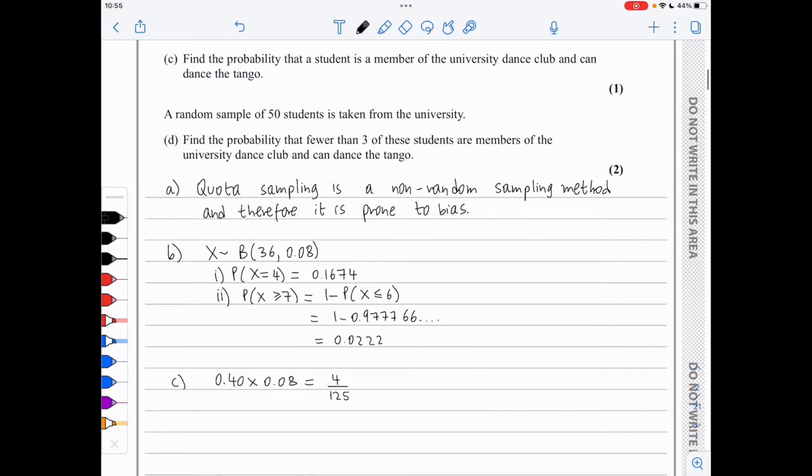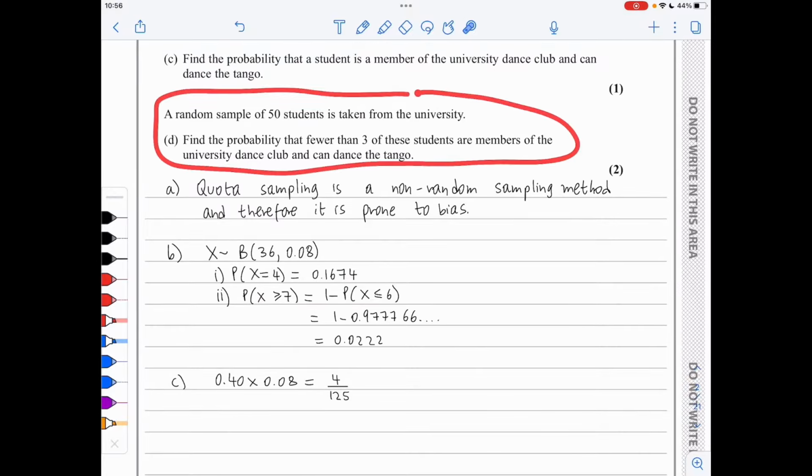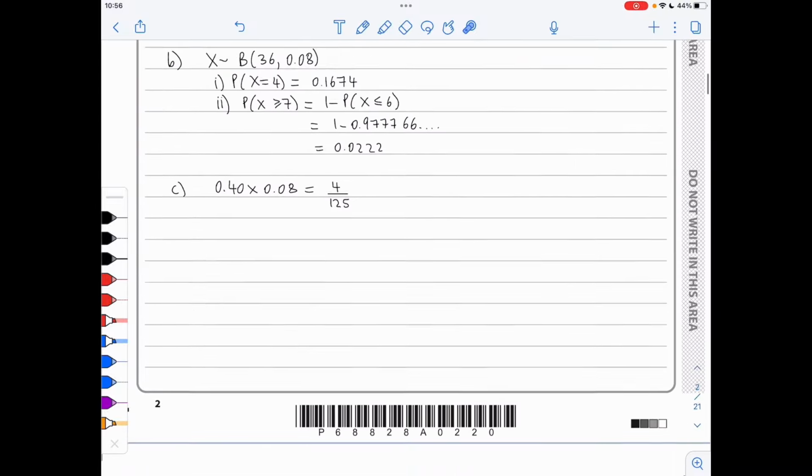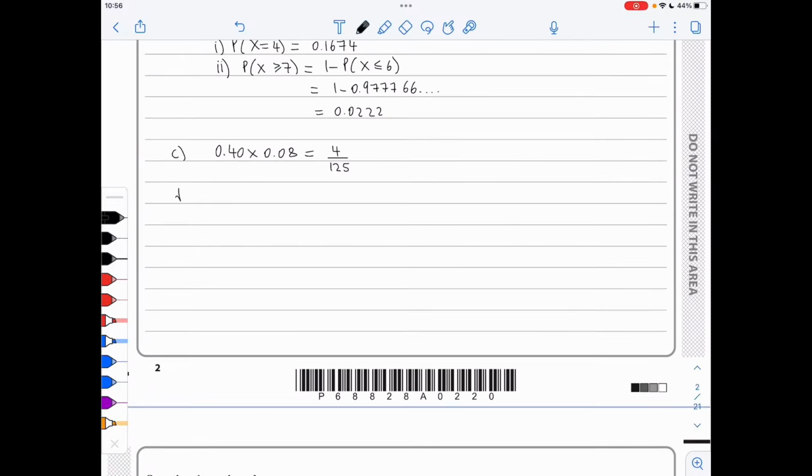And then D, we've taken a random sample of 50 students. What is the probability that fewer than 3 of them are members of the university dance club and can dance the tango? So I will now need a second random variable to be defined, y, to be the number of students that are members of the dance club. So they have to be members of the dance club and also can dance the tango.